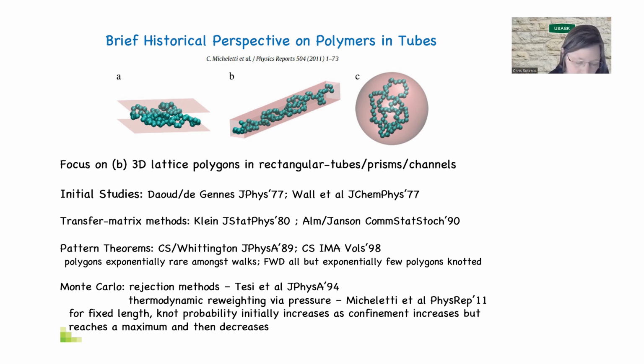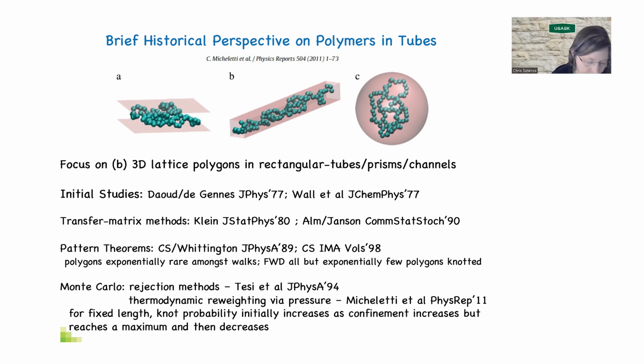People have been looking at polygons and walks in tubes as models of polymers under confinement for quite a while. It goes back to at least the 70s. And then Klein in '80, and then Soteros and Jansen expanded on the mathematics behind it, using transfer matrix methods to study these lattice models. And back in '89, Stu and I proved a pattern theorem for self-avoiding walks in tubes. And then in '98, I obtained a pattern theorem for polygons. And from that, could show that the FWD conjecture works for polygons in tubes.